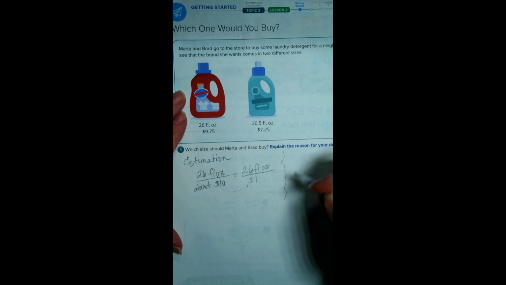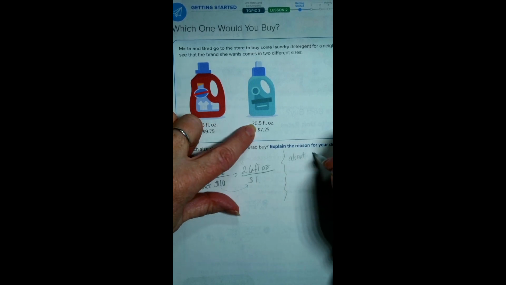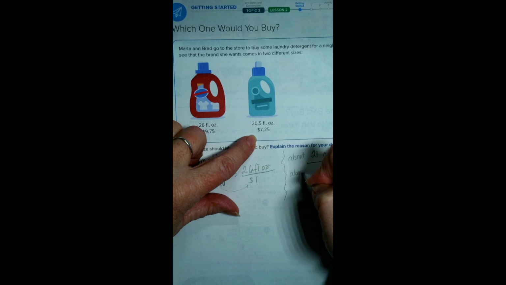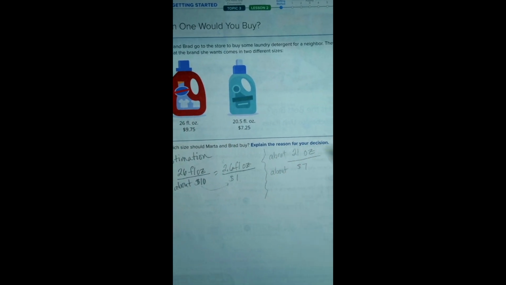And for the blue bottle, we have about, let's say, 21 ounces, and it costs about $7. So if we divide that, 21 divided by 7 means we're getting about 3 ounces for every $1.